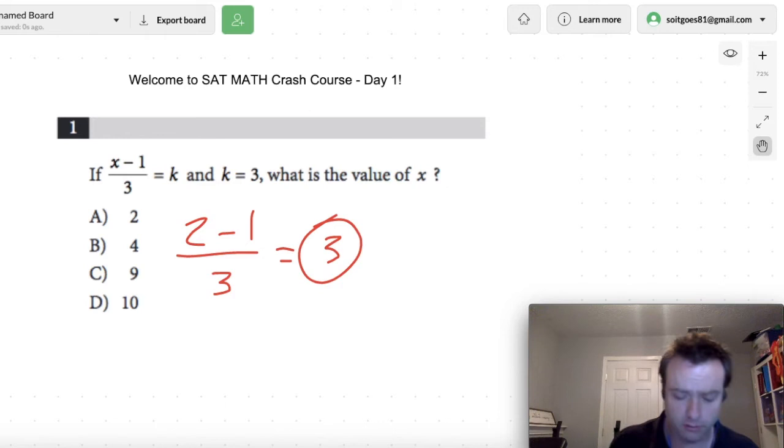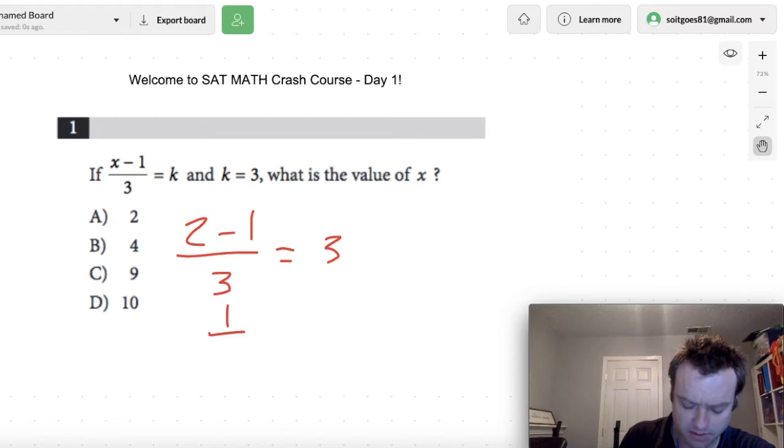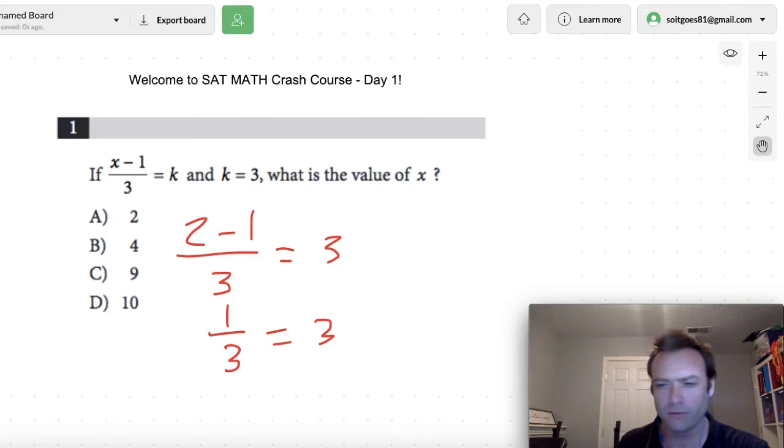Does that give us a true statement, yes or no, Caden? No, it does not. What do we get on the left-hand side of the equation? We subtract 1 from 2, and that leaves us with 1 over 3. We get 1/3 equals 3, which is just not a true statement. Does that make sense? Yes. So we can eliminate answer choice A. That's gone.